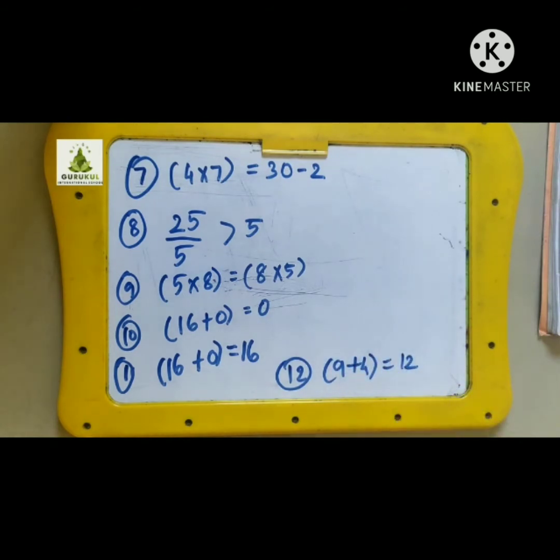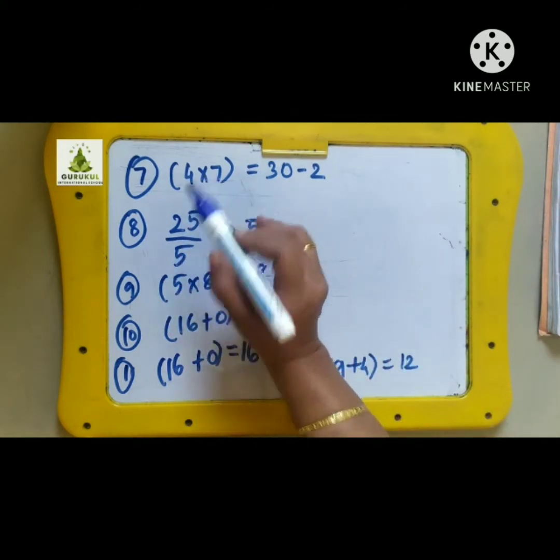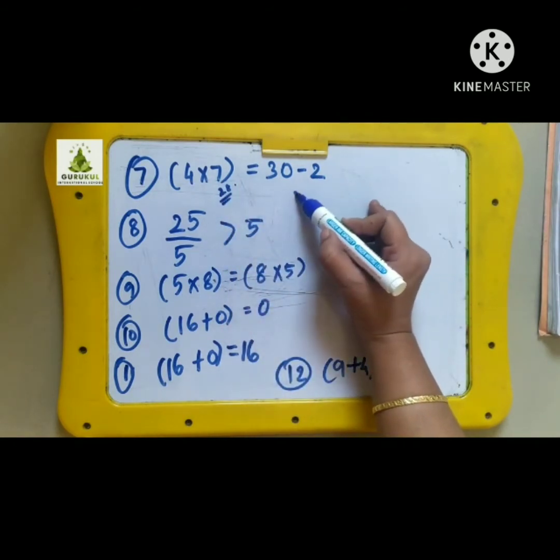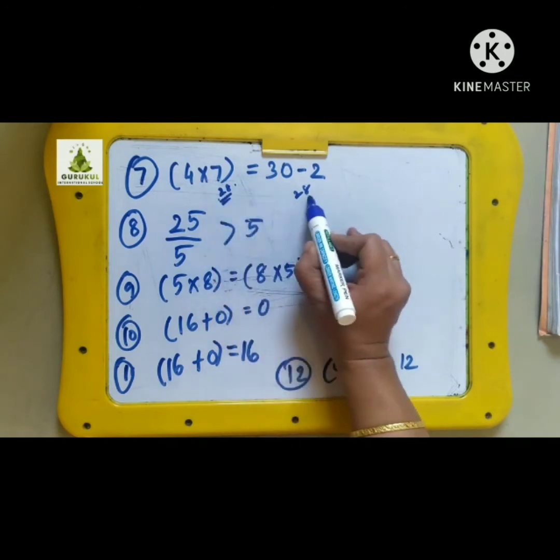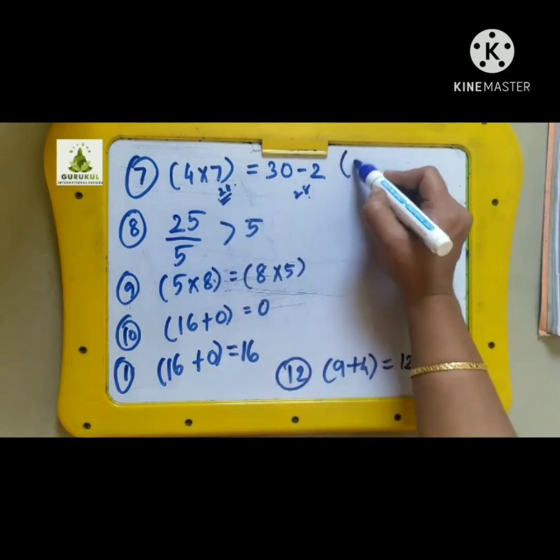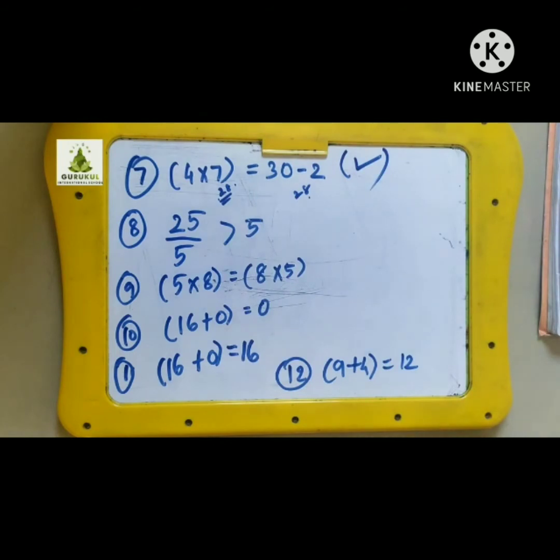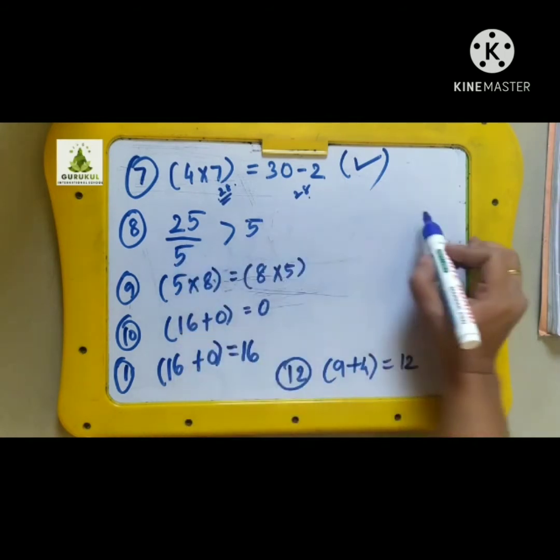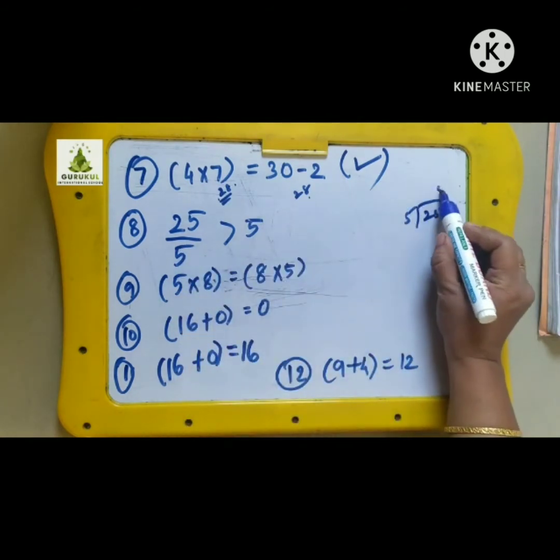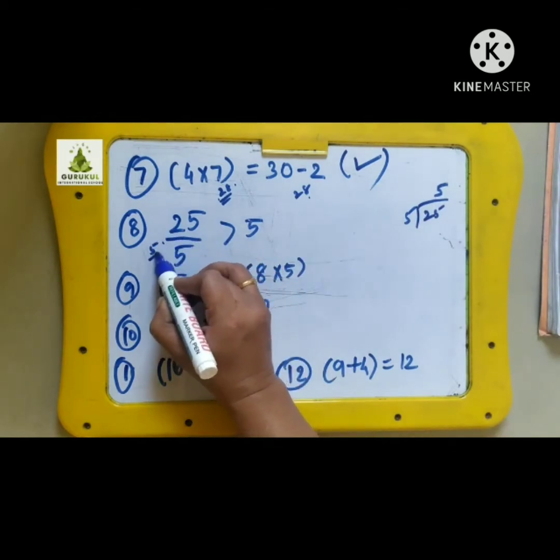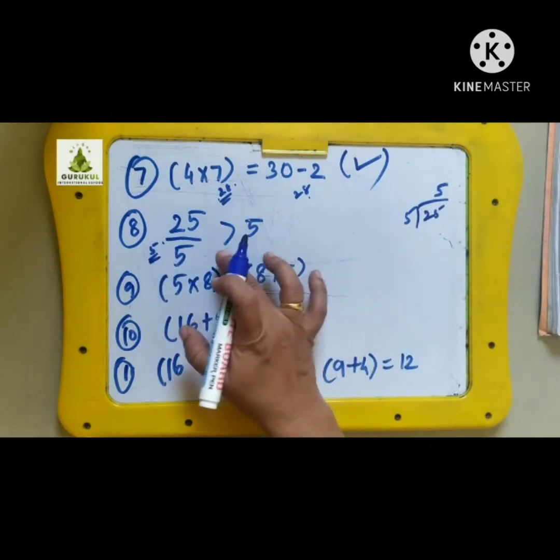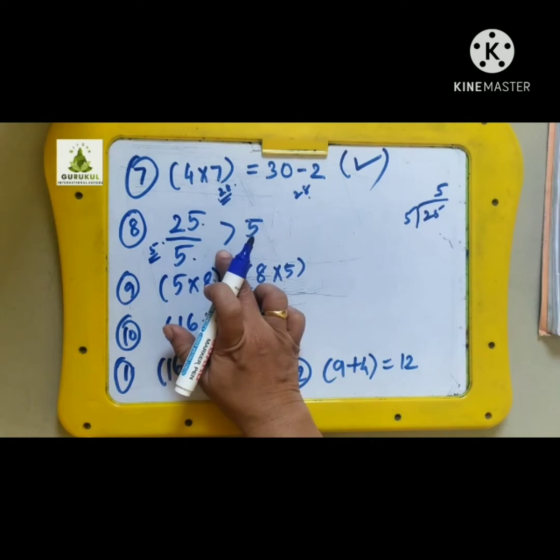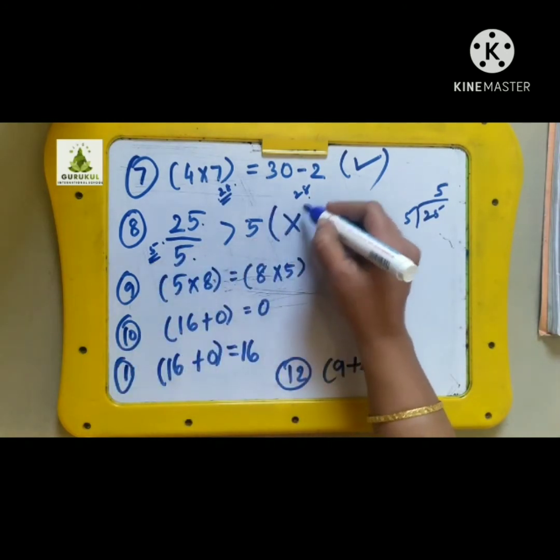Now see, these are the numbers. We will see. Now 4 sevens you get the answer as 28, and 30 minus 2 answer is 28. Then your right hand side and left hand side are coming equal, correct. So your seventh one is right. Then 25 upon 5, that means it is 25 divided by 5. What is the answer for 25 divided by 5? It is 5. So your left hand side answer is 5. Right hand side it is given 5. But what is the sign given here? Greater than. No, 5 and 5 are equal. So you say this is the wrong one.